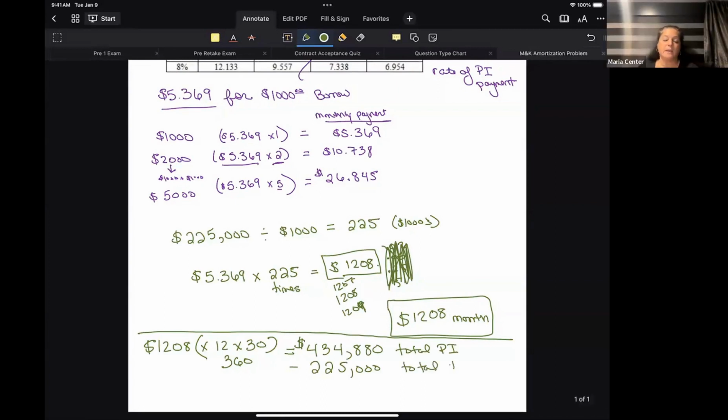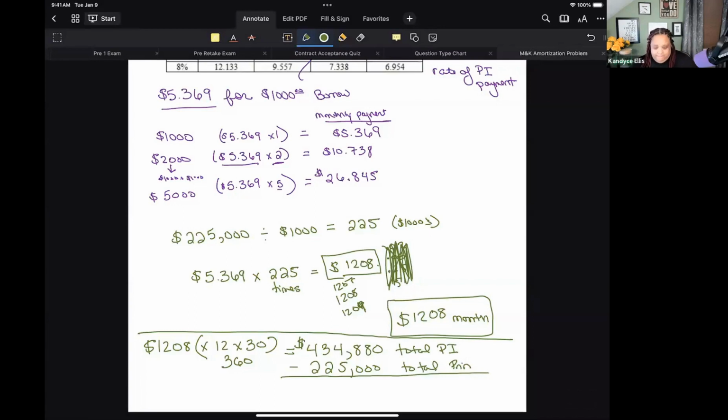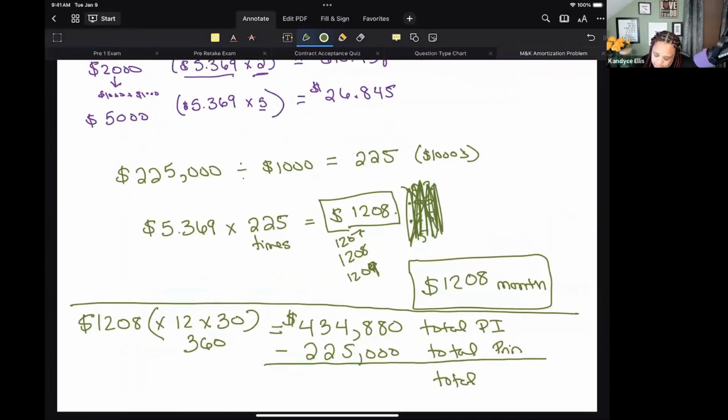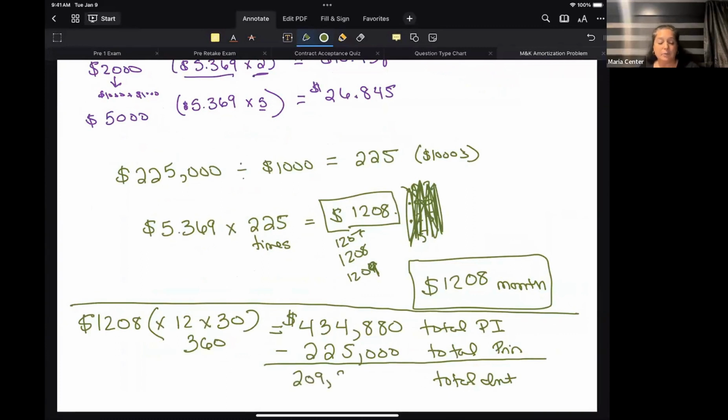Total interest paid. If they ask you what total interest did Carla, was it Carla or Kathy? I don't remember. Yeah. What is her total interest paid? Well, whatever isn't the principal, right? $209,880. Yep. Total interest. $209,880 bucks. That is important because that could be another potential math question.